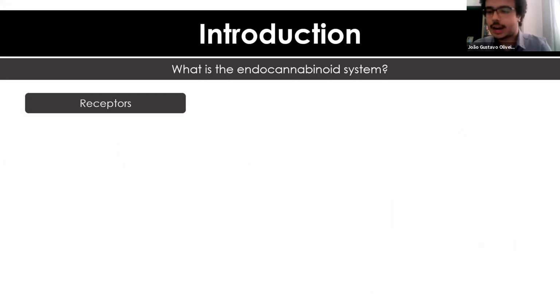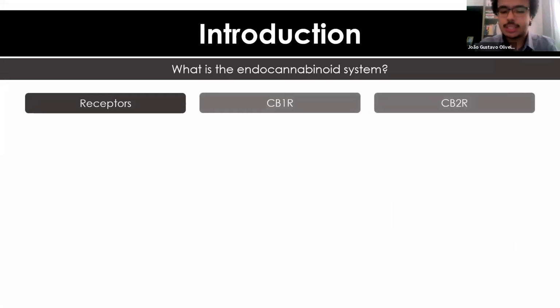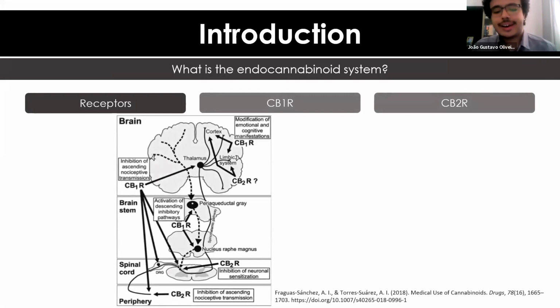So these receptors are primarily two, the CB1R and the CB2R. They are distributed in different forms in our central nervous system and as well in other tissues. In this image from Fraguas Sanchez 2018, we can see that CB1R is predominant in the central nervous system, but it can be found also in peripheral nerve terminals and other tissues such as stomach, sexual organs, vascular endothelium, among others. The CB2 receptors are mainly located in the immune system, but they can be found in the central nervous system, as we can see.